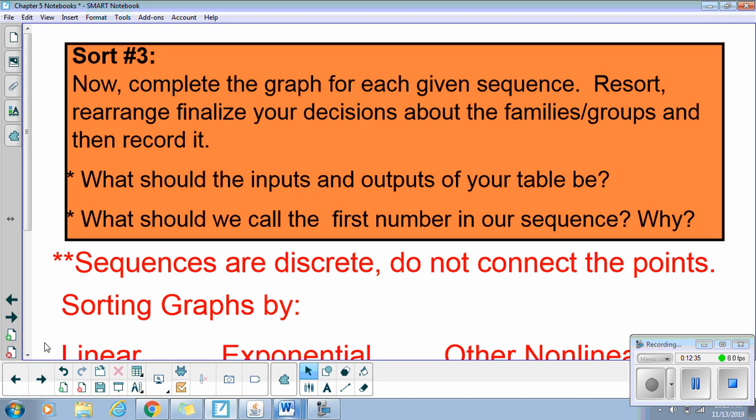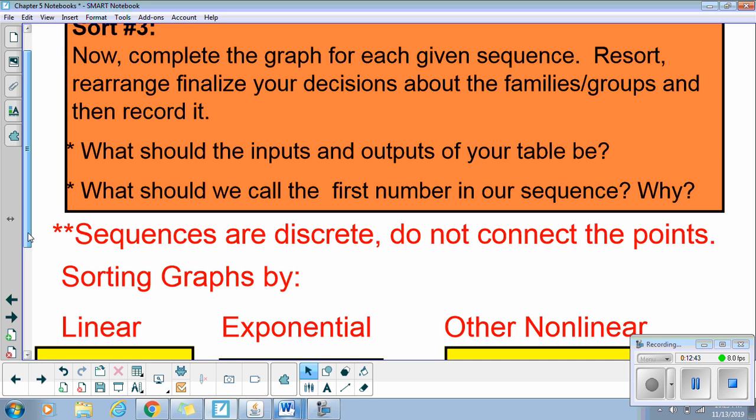So go ahead and press pause, divide these up, graph them, and then resort them based on the type of graph you see. Linear, exponential, or maybe you see something that's nonlinear that just doesn't fit. And that's my other category down there.